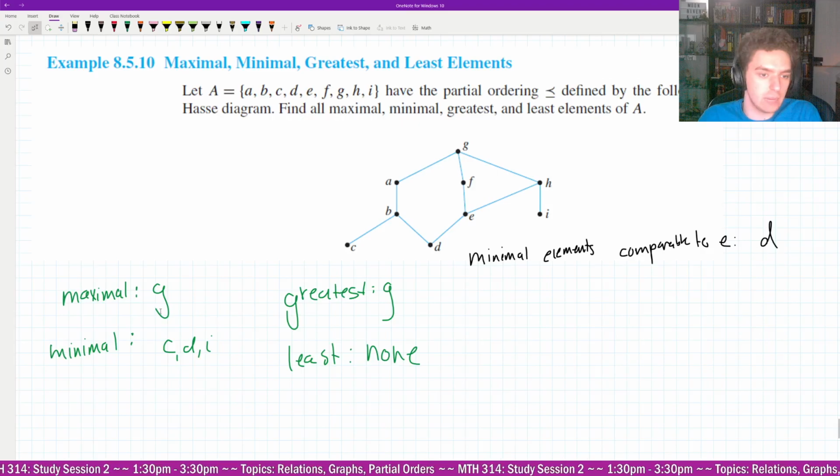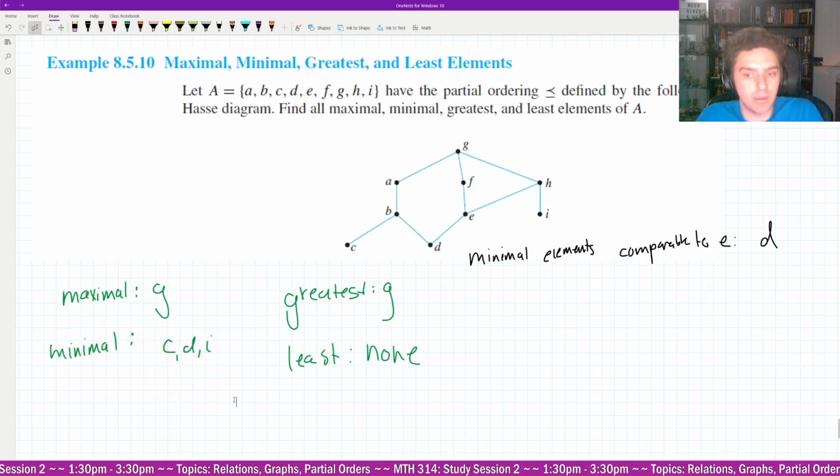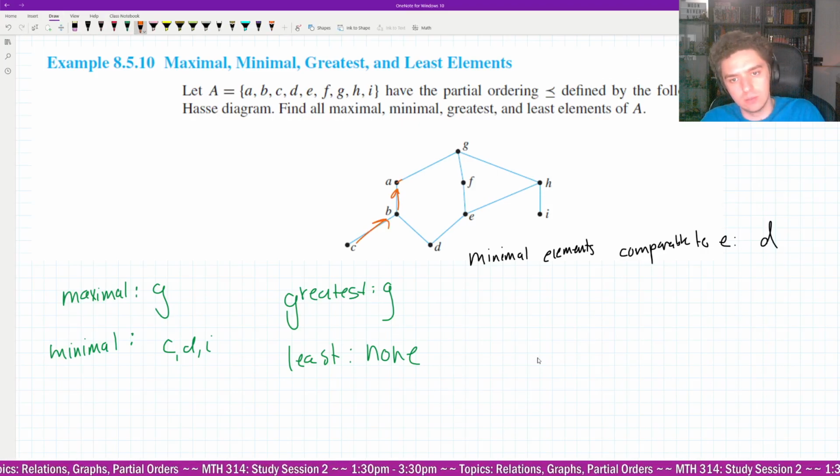So you just look at your same list of minimal elements and just ask which ones are comparable to E. C? No. C is not comparable because I can't draw a line that gets to E from C, right? I can't go down, right? Can't go down. So you can only go up.